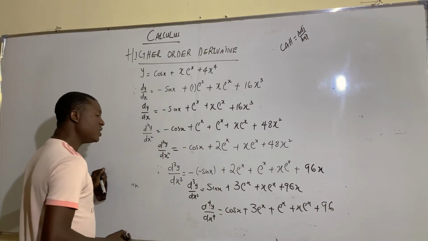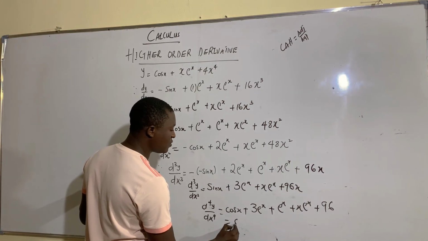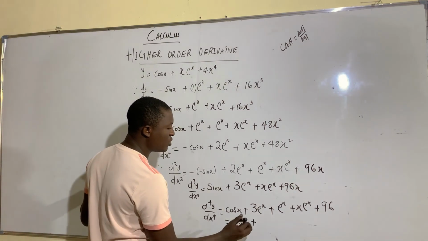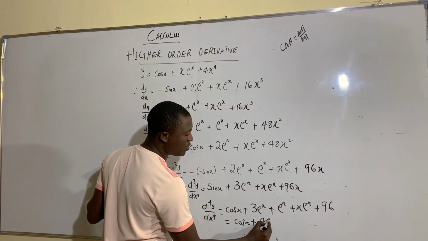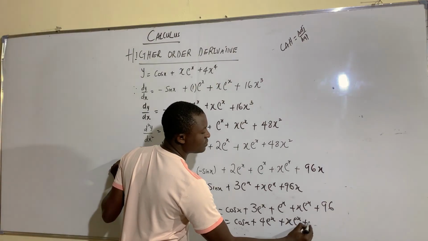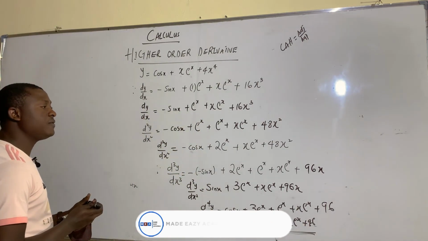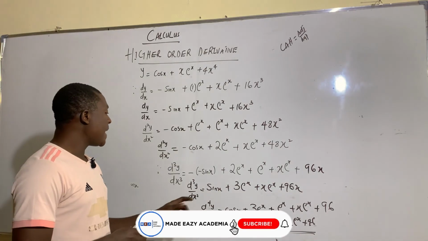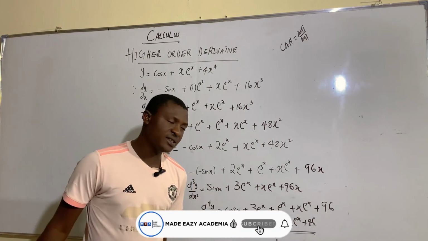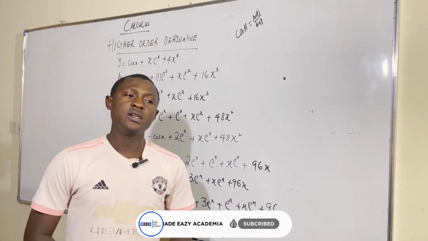So let's see, you can add the values together. Of course, we can add this together. So we have d fourth y over dx fourth is equal to cos x plus this, and we have 4 e raised to the power of x, then plus x e raised to the power of x plus 96. That's our fourth derivative. Even if you have to find the fifth derivative, that means you still take your result and differentiate it again. So that's all we have for higher order derivatives.